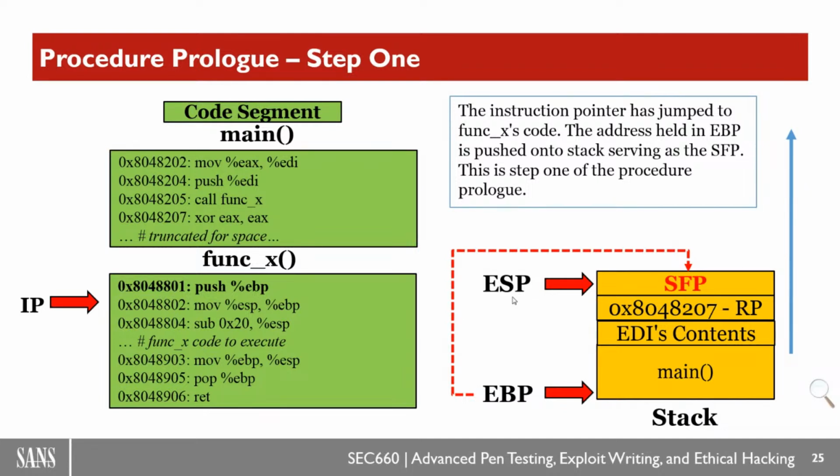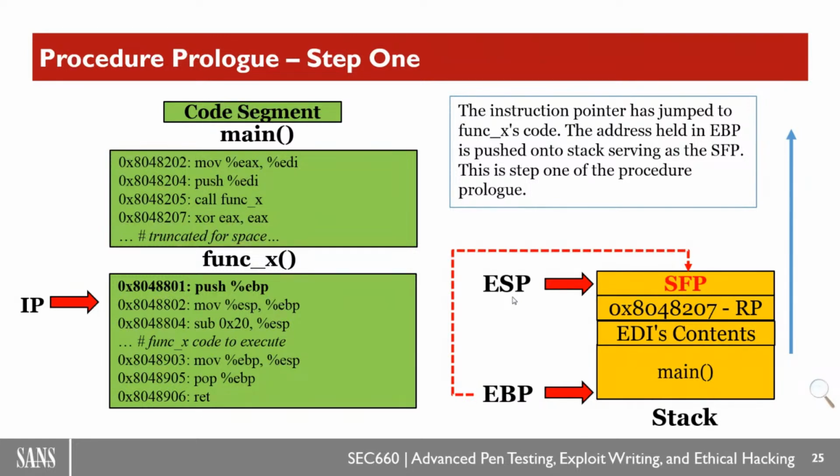Then we get into something called the procedure prologue, compiler inserted code. This sets up the stack frame for the called function. Function X gets its own stack frame. It gets built on top of main's stack frame. So the first instruction in the procedure prologue is we take the address stored in the base pointer and we push that onto the stack. That becomes the saved frame pointer. We adjust the stack pointer accordingly.